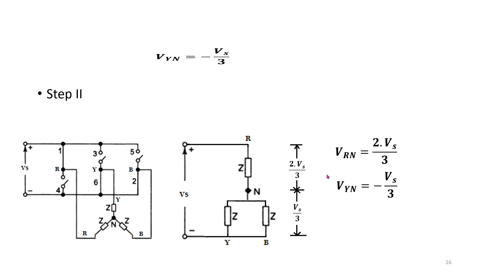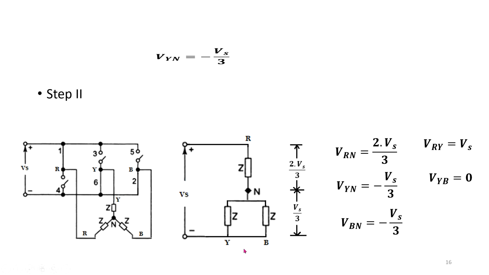Similarly, VYN. This negative sign is due to the change of the reference point. If we take VYN, then it is positive, and similar is the case for this one. Now we have defined our phase voltages RN, YN and BN. Let's go for the line voltages. VRY, you already know that this is the total voltage, Vs. Let's keep moving.